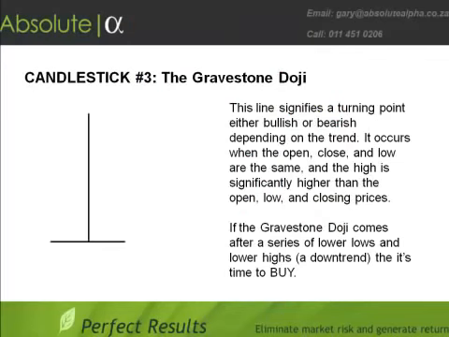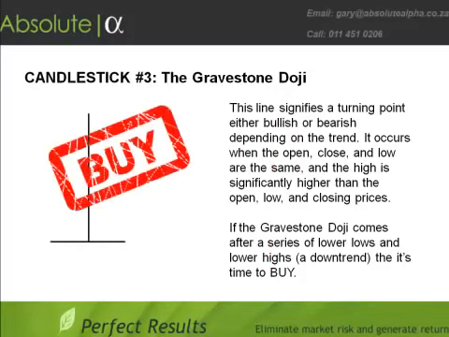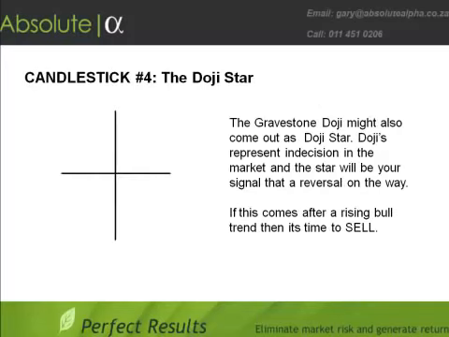The third candlestick we're going to look at is the gravestone doji. This line signifies a turning point, either bullish or bearish depending on the trend that comes before. It occurs when the open, close, and low are the same, and the high is significantly higher than the open, low, and closing prices. If the gravestone doji comes after a series of lower lows and lower highs, a downtrend, it's time to buy.